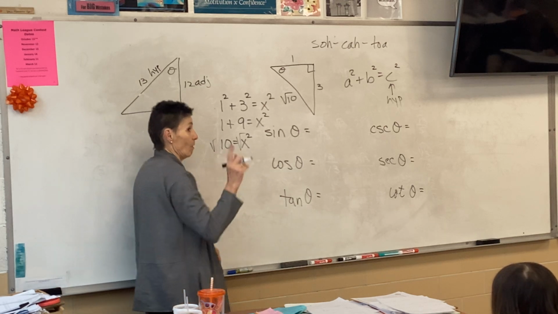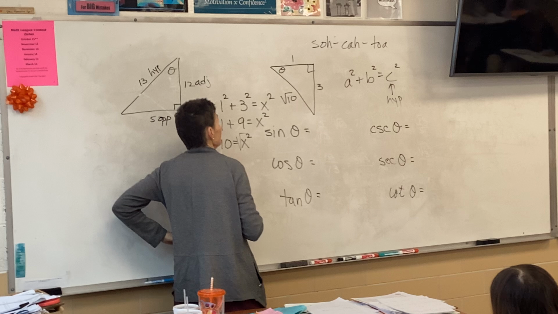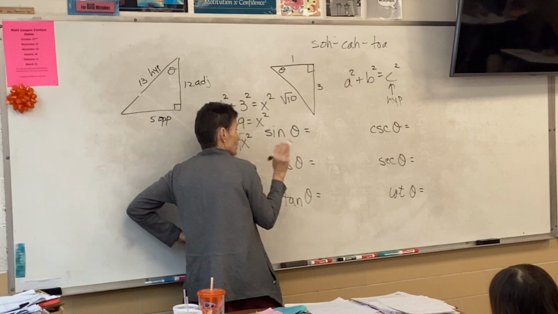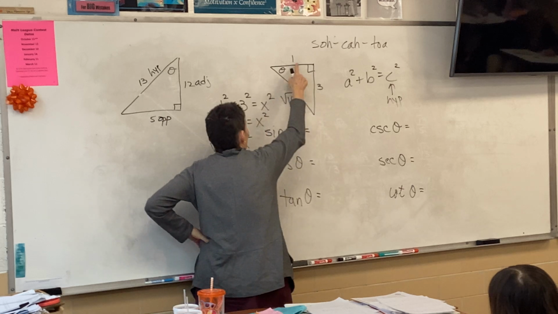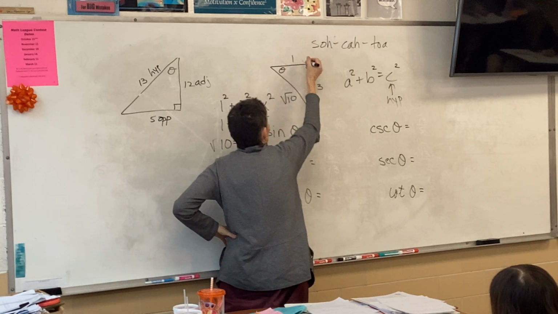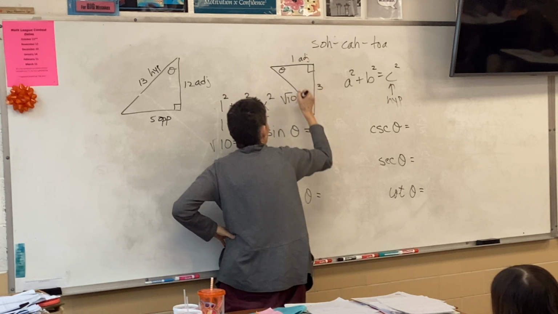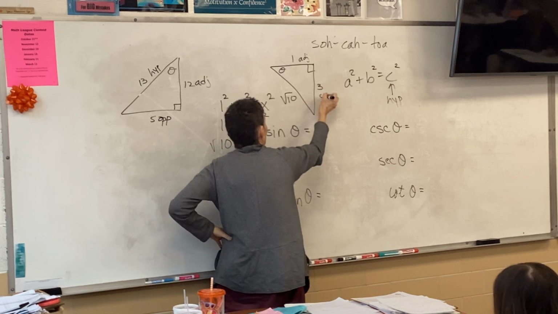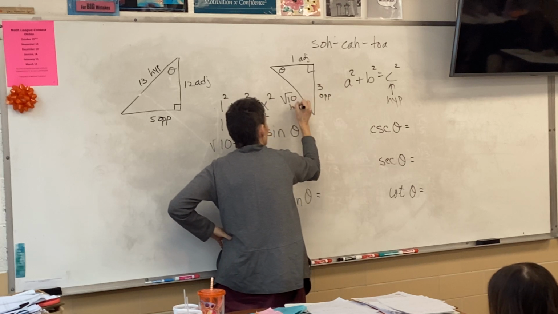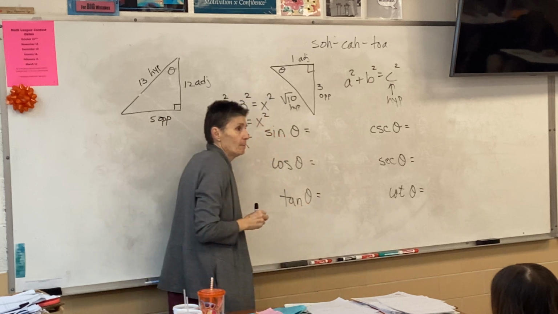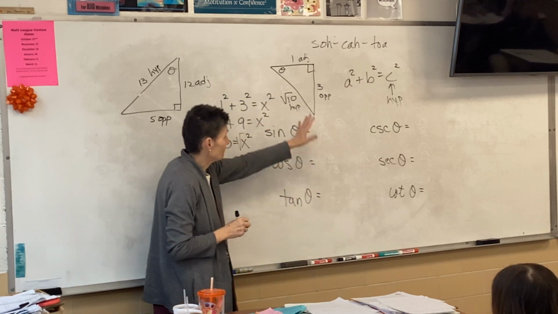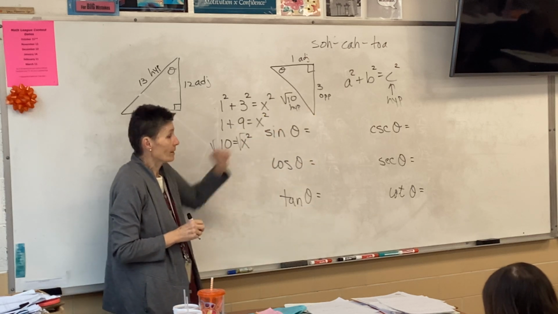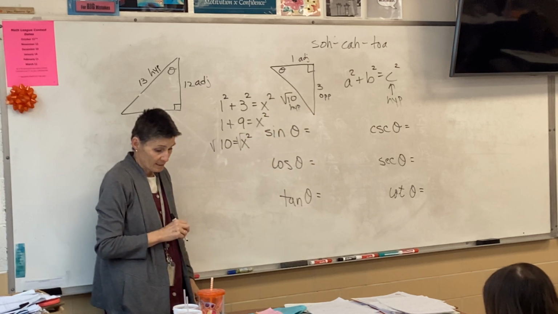All right, now, before you start filling stuff in, label opposite, adjacent, and hypotenuse. So what's the 1? Adjacent. You guys are really good at this. What's the 3? Opposite, and of course root 10 is the hypotenuse. All right, see if you can fill them in. Go ahead and fill them in using that triangle right there and see what you come up with.